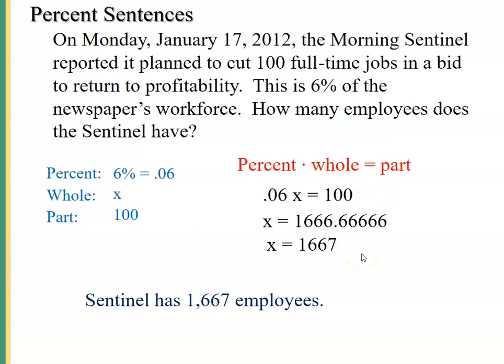That's a lot, right? So how do we get that? You have the percentage times the original total employees equals 100. Therefore, the Sentinel has 1667 employees.